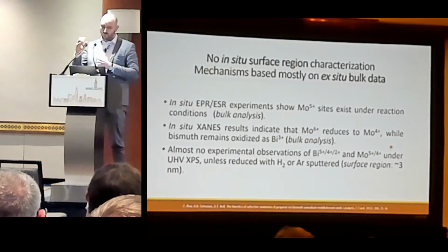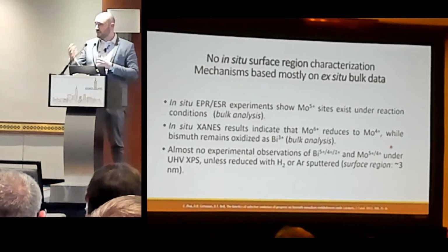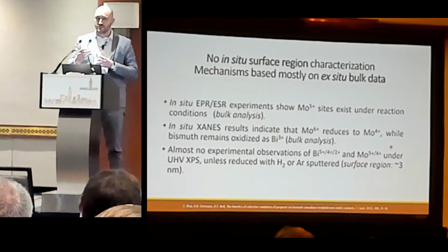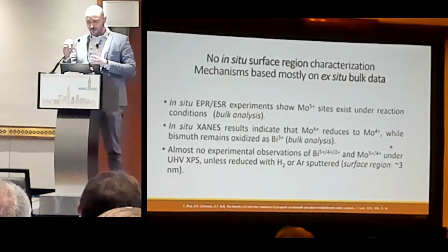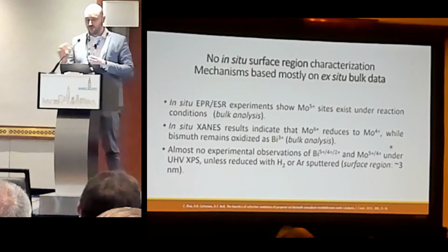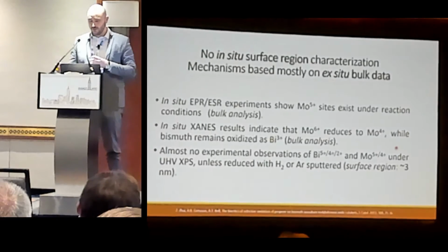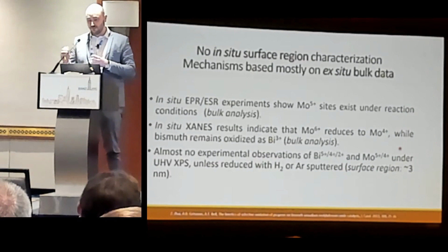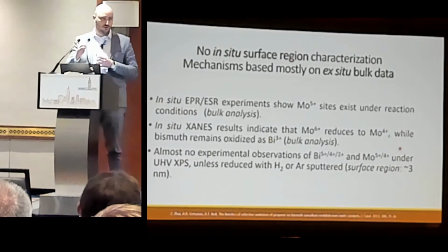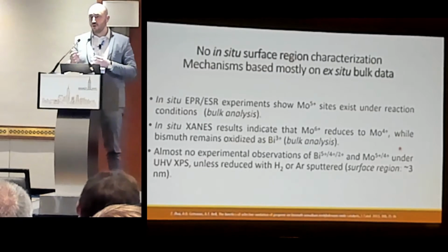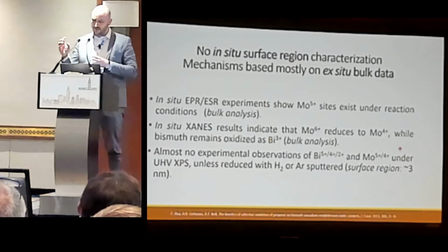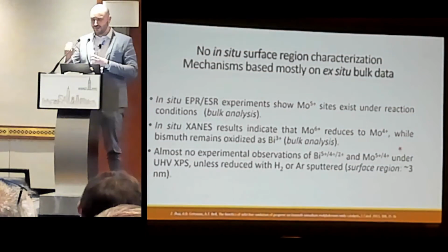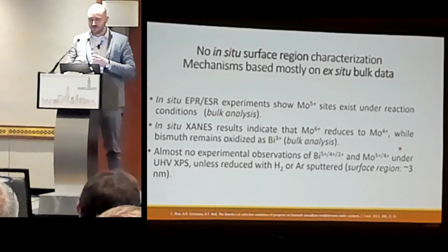Again, bulk analysis. And we have very little data that is relevant, but yet ultra-high vacuum XPS data suggests that both the bismuth and the molybdenum don't undergo significant reduction, and there were no experimental observations whatsoever of the highly oxidized bismuth. Some cases of the 2 plus bismuth and reduced molybdenum, but usually this came after reduction with H2, which isn't really representative, or after argon sputtering, which is known to cause reduction in XPS spectra. So overall, we can say that the state of the literature currently is that there is no in-situ surface region characterization, and the mechanisms are based mostly on ex-situ bulk data.